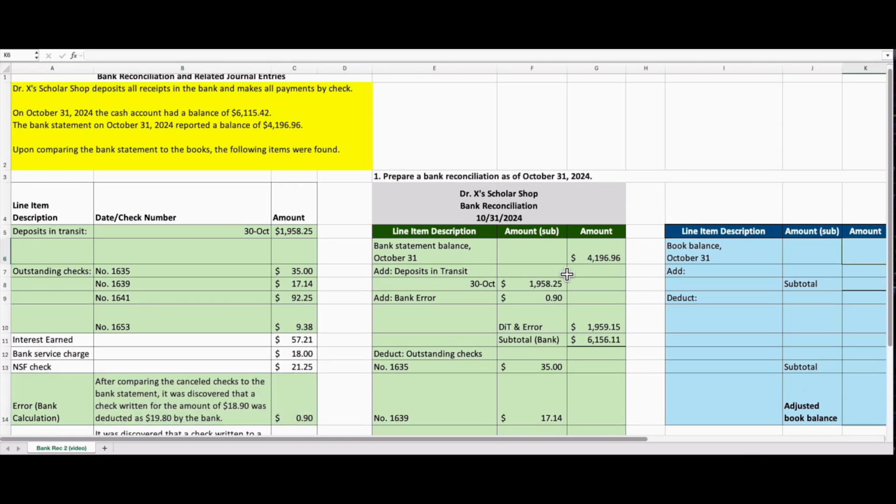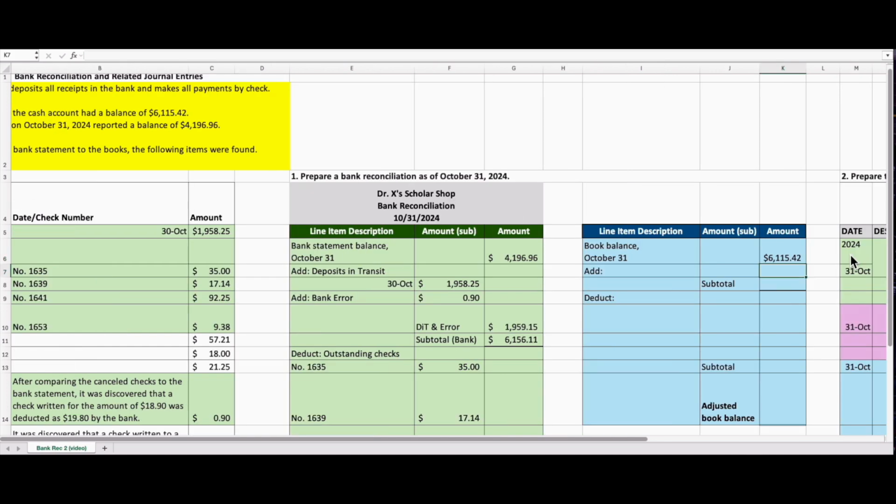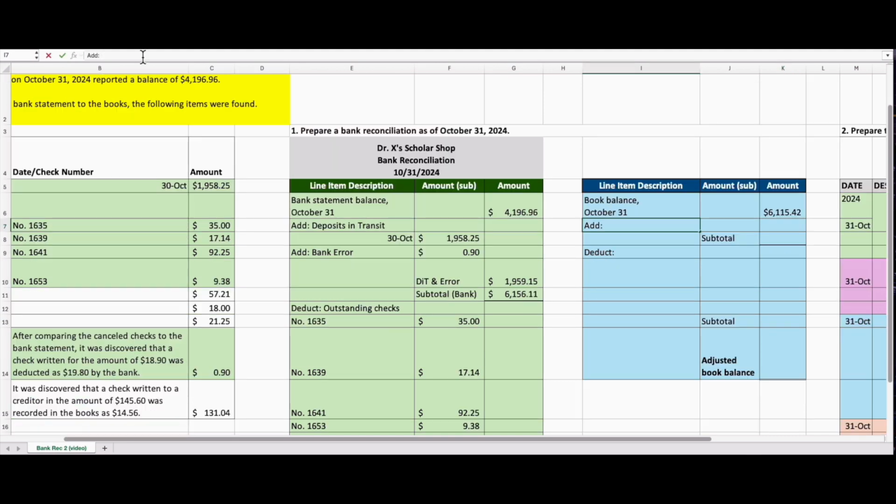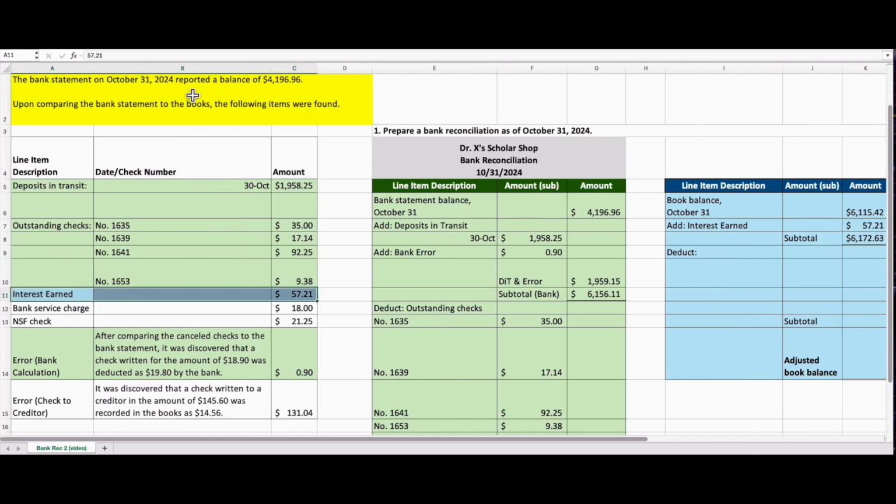Now we're going to do the book balance. According to the information here, the amount that was on the books as of October 31st was $6,115.42. Now let's add the interest we earned, which is in the amount of $57.21. Then we add the book balance plus the interest earned, which gives us our subtotal, and we'll color that blue because we're done with that.